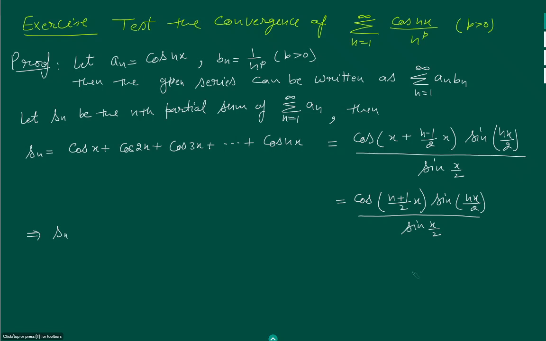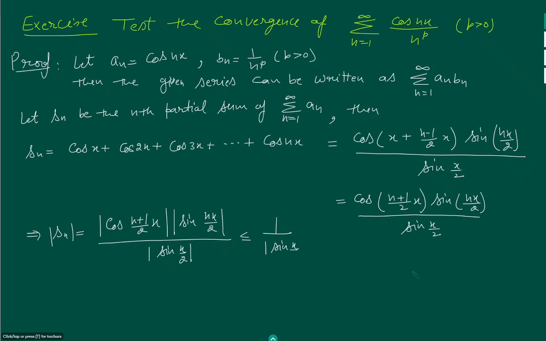Now if you take the absolute value of Sn, this is less than or equal to 1 over sine x by 2, because in the numerator both the terms are less than or equal to 1. So mod of Sn is less than or equal to 1 over mod of sine x by 2, which can be written as cosecant of x by 2.